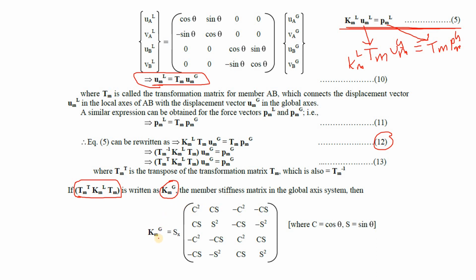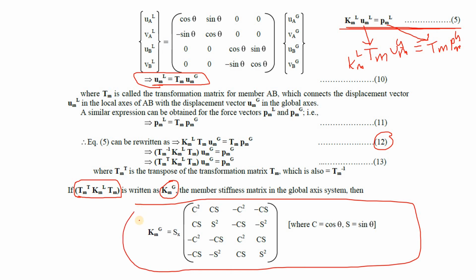Here we have KMG, meaning the stiffness in global axis for the truss members, equals Sx being the axial stiffness. And then we have here the formulation where C is referring to cos theta and S is referring to sin theta. Now this is the matrix that we need to remember for solving problems. But there's an easy way of remembering this. You don't need to memorize it.